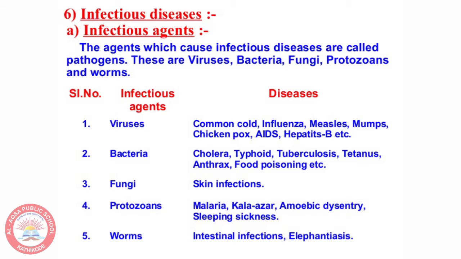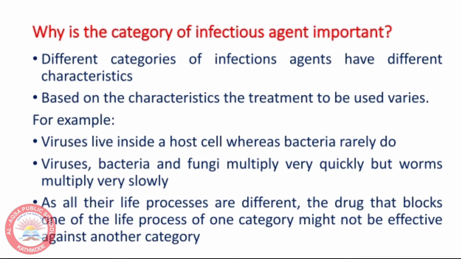Let us see why it is important. Why is it important to know the category of infectious agent? Different categories of infectious agents have different characteristics, and based on these characteristics, the treatment also varies. For example, viruses live inside a host cell, whereas bacteria rarely do. Viruses, bacteria, and fungi multiply very quickly, but worms multiply very slowly.